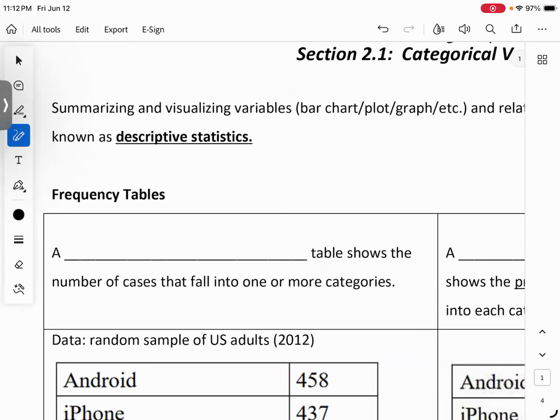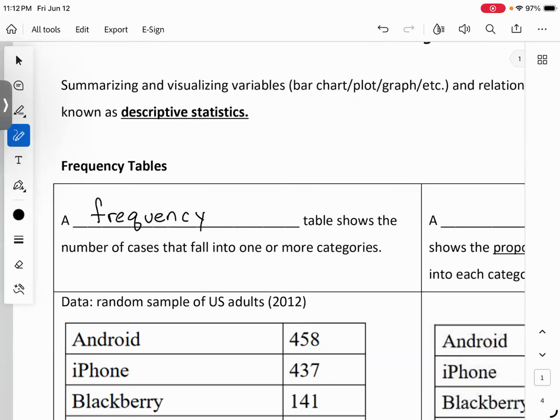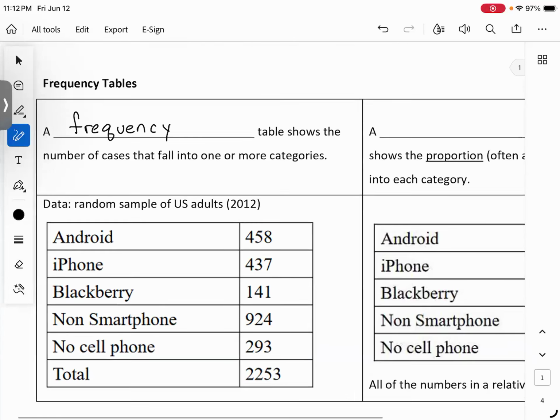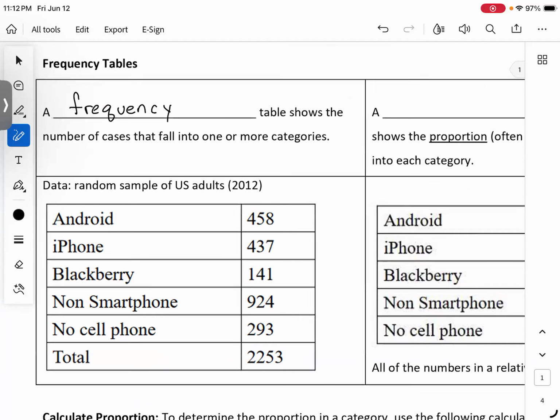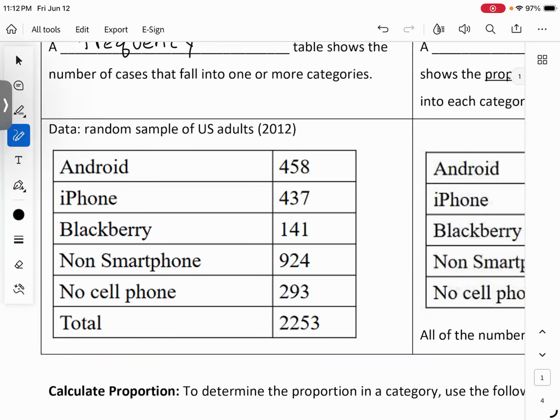Now, the first type of graph that we're going to be looking at is one that's known as a frequency table. A frequency table is the idea that when you've done a survey or collected data from individuals, you can organize it based on either two or more groups. Specifically with a frequency table, you're just organizing how many you counted from the first group, the second group.